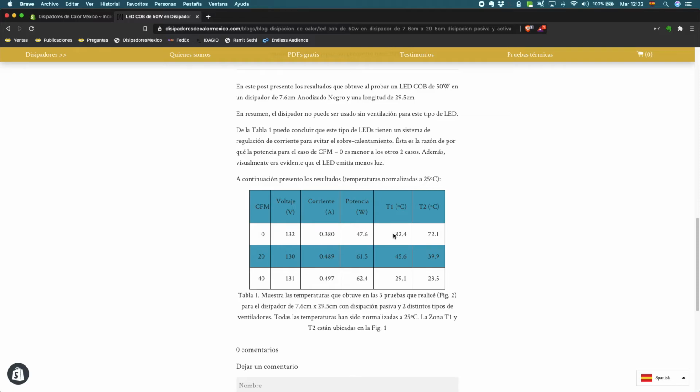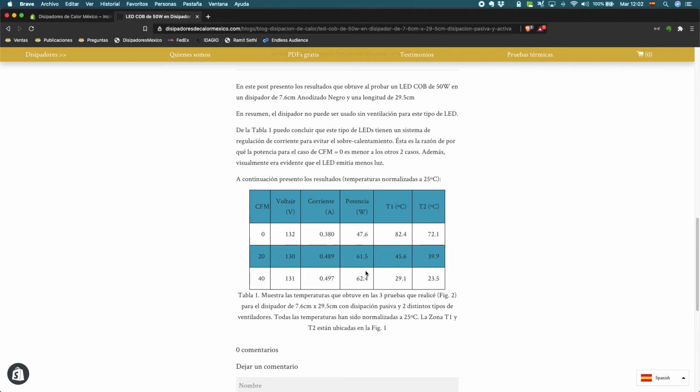These are the two temperatures measured. These temperatures have been normalized at 25 degrees centigrade, and the conclusion is that this kind of heatsink cannot be used for this kind of LEDs without a fan, both because it reaches temperatures way higher than the ones normally recommended for LED operations, and also because this causes the LED to actually consume less power and therefore emit less light.